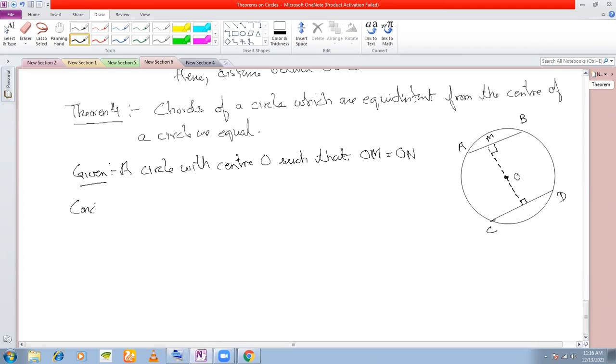Your conclusion is that the chords must be equal. That is, AB must be equal to CD. Clear? In the last theorem, AB is equal to CD was given, and we were concluding that OM is equal to ON. Here, just the converse is there. So I think there's no example needed in this case.